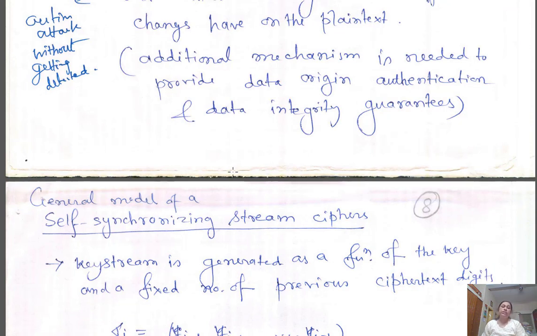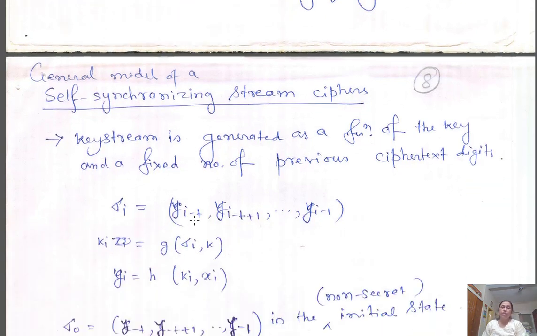Now the general structure of a self-synchronous stream cipher. Self-synchronous essentially means it is an asynchronous or non-synchronous stream cipher. But why are we using the term self-synchronous? I will explain that, why it is called a self-synchronous stream cipher. So the general model is this.